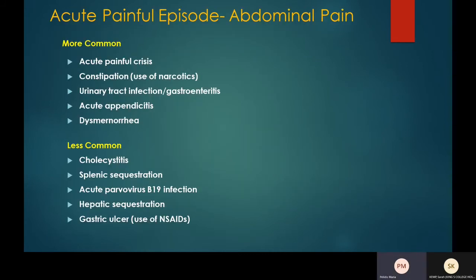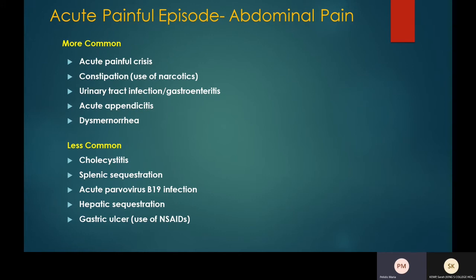Now, sometimes patients will present with abdominal pain as the site of pain. One can have abdominal pain as the site of an acute painful crisis, but one also has to think of other common causes of abdominal pain, such as constipation, especially in those who are using large amounts of narcotics. You should also consider the presence of a urinary tract infection or gastroenteritis. This could be associated with dysuria, vomiting, and diarrhea.